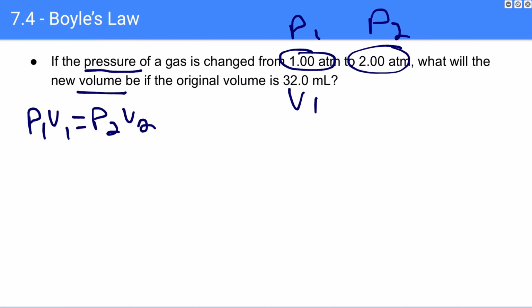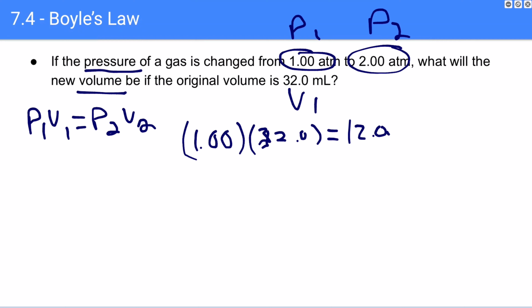And all we do is plug in and solve. We don't have to change any of the units, provided that they are the same on both sides. Now that will change when we deal with what's called an ideal gas, but that's for another time and another place. So we just plug some numbers in here. So 1 atm, initial volume of 32, equals our new pressure, 2 atm, and our new volume. That's what it wants to know.